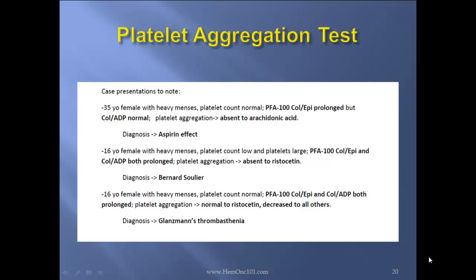Next case, a 16-year-old female with heavy menses, platelet count normal, normal in size, PFA-100 collagen epi and collagen ADP both abnormal. Platelet aggregation, normal to ristocetin, decreased to all others. Diagnosis, Glanzmann's.